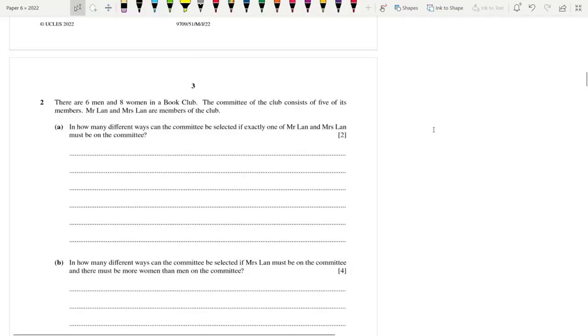So there are 6 men and 8 women in a book club. Okay, interesting. The committee of the club consists of 5 of its members. Mr. Lan and Mrs. Lan are members of the club. In how many different ways can the committee be selected if exactly one of Mr. Lan and Mrs. Lan must be on the committee?